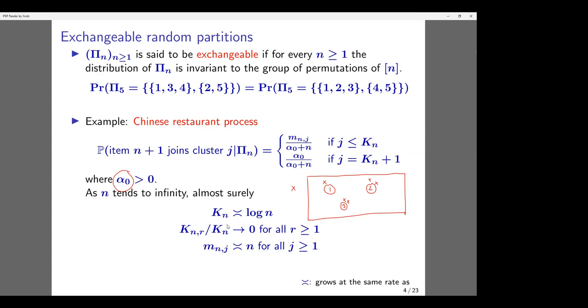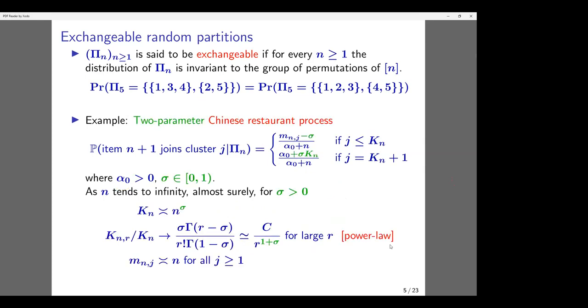There's a generalization of this model where you can get different behavior for the proportion of the clusters and different growth for the number of clusters, which is the two-parameter version of the Chinese restaurant process. Now you still have this parameter alpha_0, and you've got an additional parameter sigma, which is between zero and one.